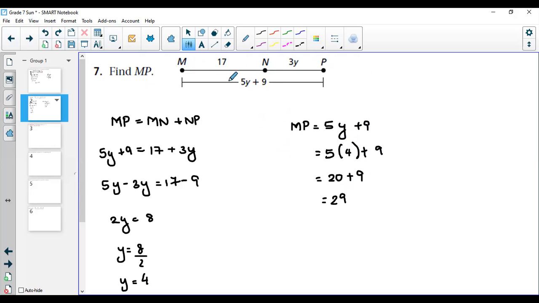Or if you want to use another method, what you can do is find the length of NP. So NP means you multiply 3 with 4, 12. So the distance of NP is 12. Distance of MN is 17. So you can find the length of the whole line by adding 17 plus 12. That will also give you 29. However, there are many ways to do math. You don't have to stick to only one way. It depends on which way you choose, but it should be the correct way. Okay. So MP is equal to 29.